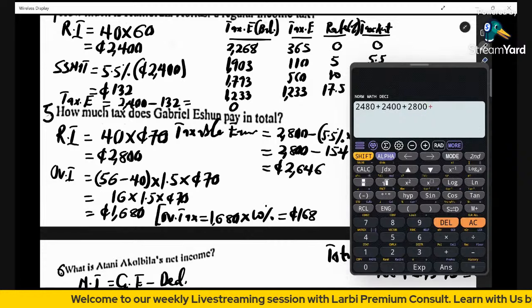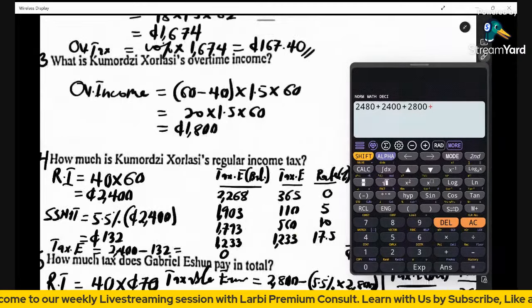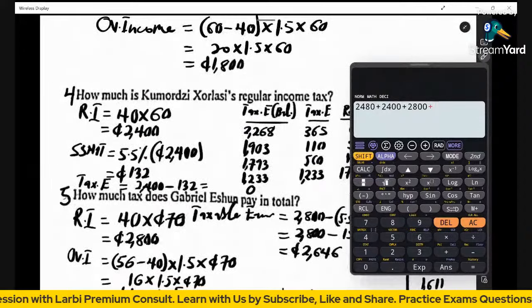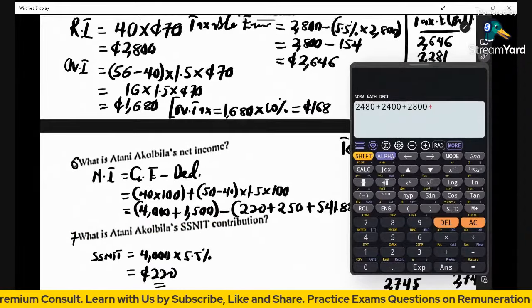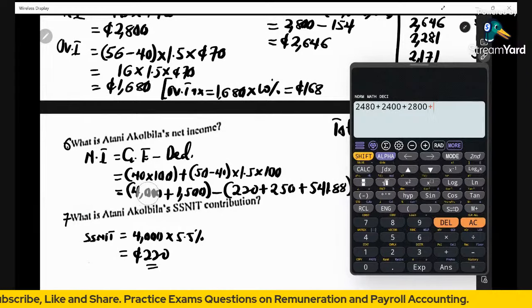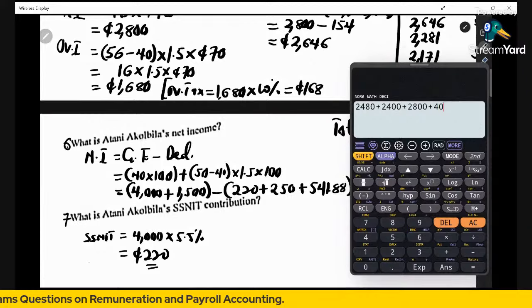Then lastly, the last person on the list is Atani. So for Atani, you can make reference to question number 6 also. I think so. So the regular income for Atani was 4,000, for which it was 40 multiplied by 100. So plus 4,000. And when you add all, you should be able to get what?